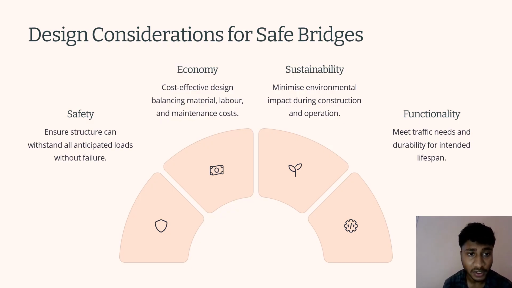In the further slide, we will see design considerations for safe bridges. First one is safety, second one is economy, third one is sustainability, and fourth one is functionality. So first one, safety: ensure the structure can withstand all the anticipated loads without failure. Economy: cost-effective design, balancing material, labor, and maintenance cost. Third one is sustainability: minimize environmental impact during construction and operation. And fourth and final one is functionality: meet traffic needs and durability for the intended lifespan.